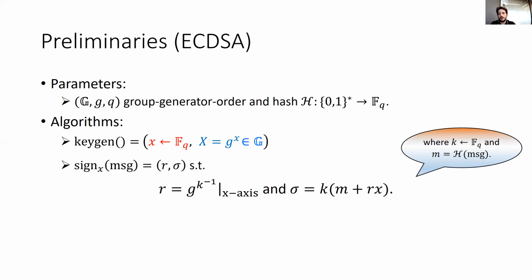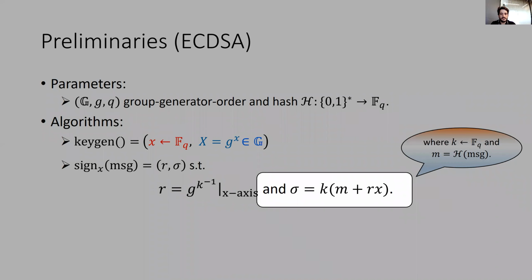ECDSA signatures come in the form of pairs (r, sigma), where r is a random nonce obtained by sampling a secret nonce k and computing the left coordinate on the elliptic curve of g to the k inverse. If you don't know what the left coordinate is, just think of it as a public deterministic function from the group to the field. The right-hand side of the signature, what I call sigma, is calculated as follows, where m is the hash of the message.